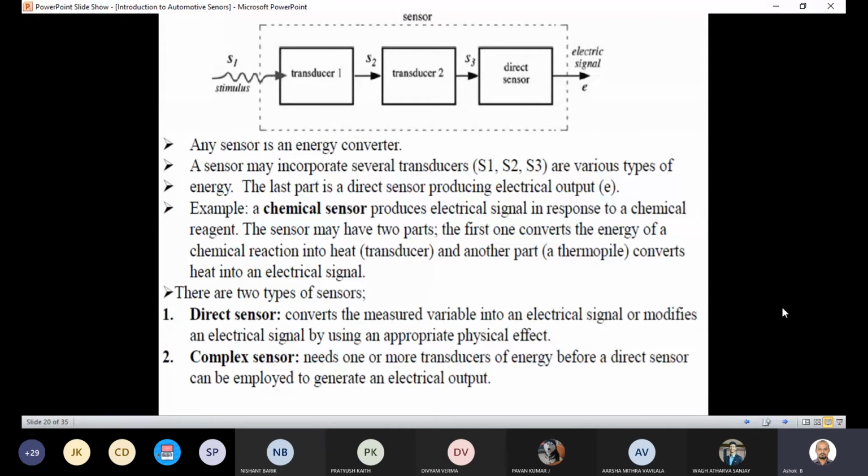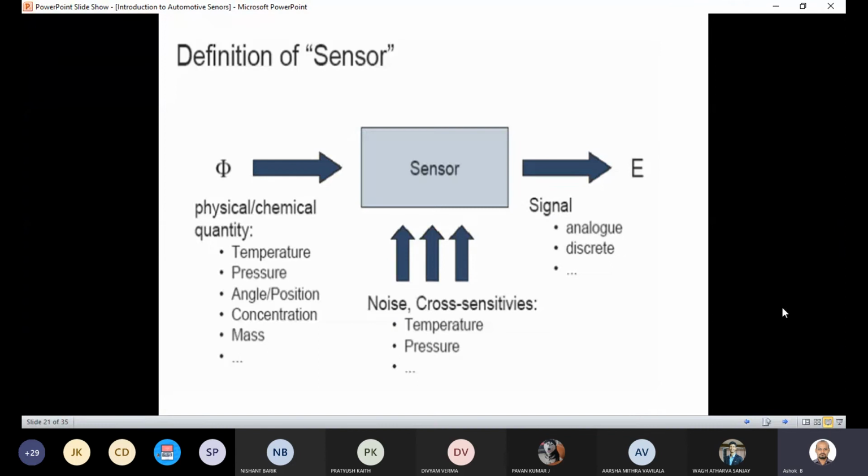So generally there are two types of sensors, known as direct and complex. A direct sensor converts the measured value into an electrical signal or modifies an electrical signal for a physical effect. A complex sensor needs one or more transducers of energy before a direct sensor can be employed. So depending upon the number of transducers or the transduction principles followed, we can classify it as a direct sensor and a complex sensor.